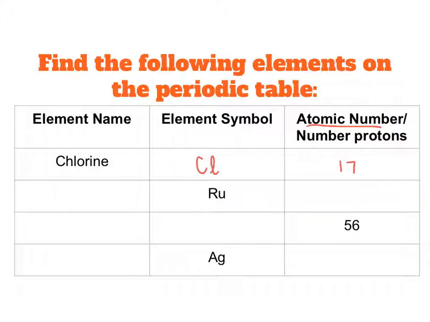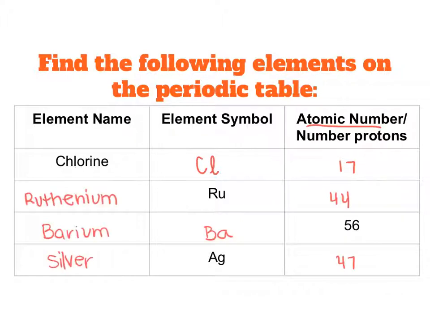Okay, go ahead and find these other ones. So pause the video and then you can check your answer. Okay, ruthenium was number 44, barium was number 56, and silver was number 47.